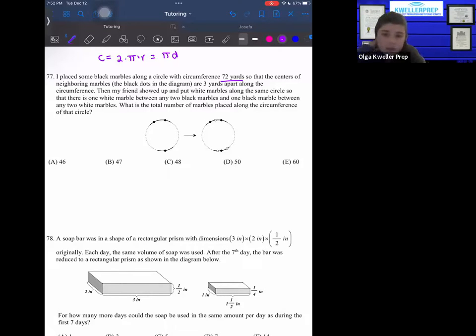Okay, and then the question is, what is the total number of marbles placed along the circumference of the circle? Okay, so first, the circumference is 72, right? And we're placing 1 every 3 yards. So the first thing that I would do is I would say, well, 72 divided by 3, and what's that going to give me?